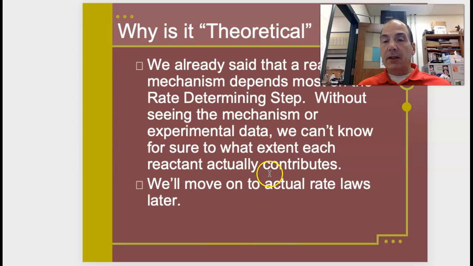Now, I did say on the last slide that it was a theoretical model. And the reason why it's theoretical is we don't know what the rate determining step is, or if this is an elementary reaction where it's happening pretty much in just one step. And that last one may have been elementary. It may have been in one step. We don't know that without seeing a mechanism, without knowing the rate determining step. So we're going to talk initially about theoretical, but then we're going to actually move into the actual rate, or what's called integrated rate laws, in a moment.